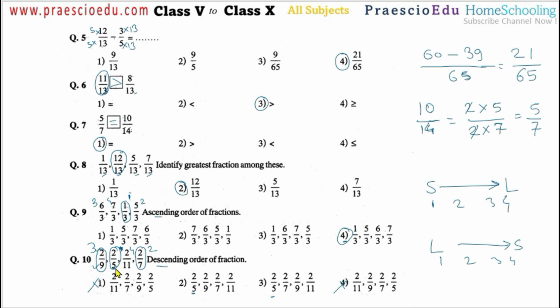After this one, the second is 2 upon 7. 2 upon 7 is given here, only in option 3. Option 2 has 2 upon 9 given, so this is incorrect. After the 7 there is a 9, 2 upon 9 is there, and this is correct. And then the fourth in order, 2 upon 11, is correctly given. So option number 3 is correct.